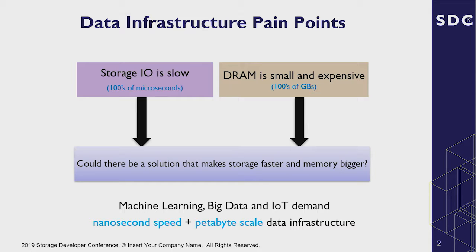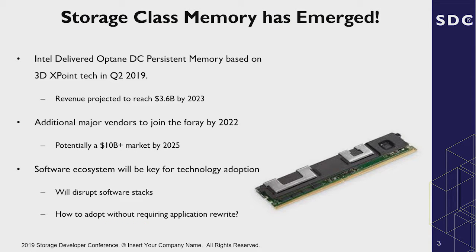There is a demand from customers for a solution that can deal with data that's both big and fast, to the extent that they can enjoy nanosecond speed together with petabyte scale at the same time. People have been working towards this, but there is just physics in the way, the underlying media, that doesn't allow such a solution until today, when we have the emergence of a new class of memory, storage class memory.